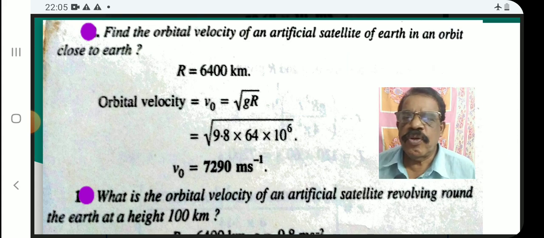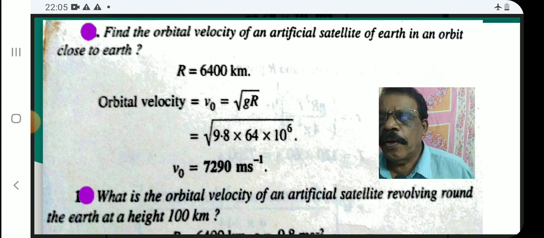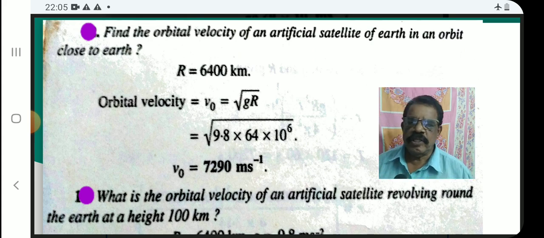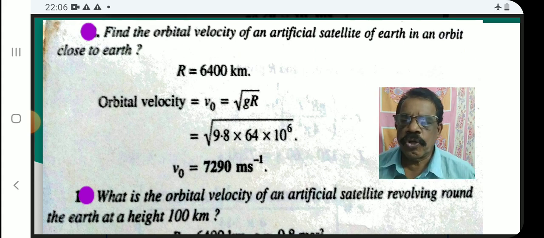Find the orbital velocity of an artificial satellite of Earth in an orbit close to Earth. എർത്തിനോട് ചേർന്നുള്ള ഒരു ഓർബിറ്റിൽ ഒരു ആർട്ടിഫിഷ്യൽ സാറ്റലൈറ്റിൻ്റെ വെലോസിറ്റി, അതായത് ഓർബിറ്റൽ വെലോസിറ്റി കണ്ടുപിടിക്കാനാണ്. അപ്പോൾ R is 6400 kilometer.